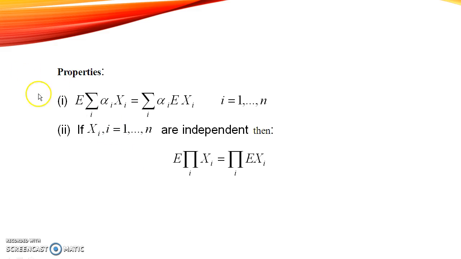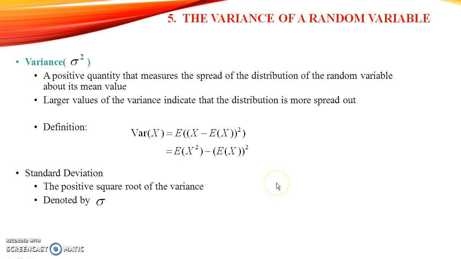This is the property of expectation: E of the summation of α_i X_i is equal to the summation of α_i E(X_i), where i is from 1 to n. The second property is that if X_i, for i from 1 to n, are independent, then E of the product of X_i is equal to the product of E(X_i). This is the important property of expectations.